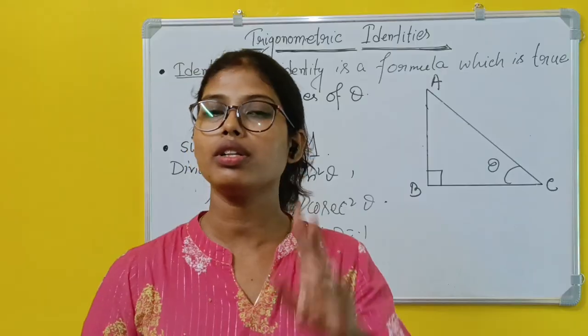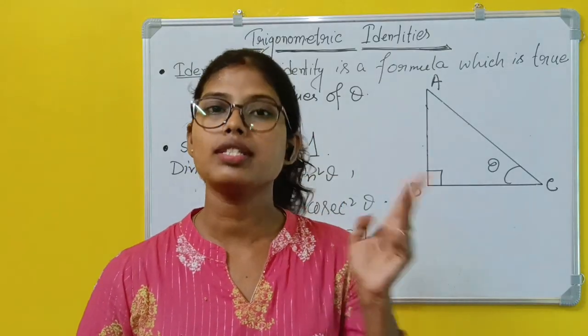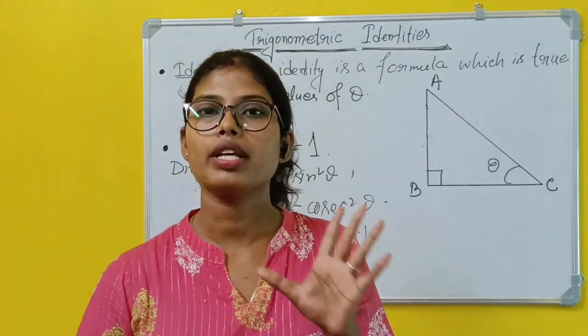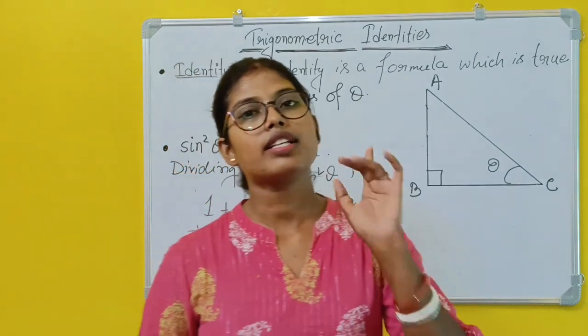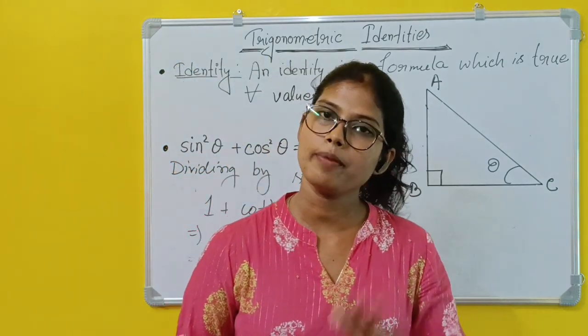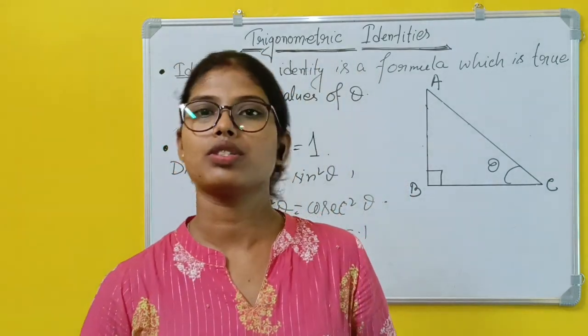You just have to recall the three major identities. Sine square theta plus cos square theta is 1. Sec square theta minus tan square theta is equal to 1. Cosec square theta minus cot square theta is equal to 1.